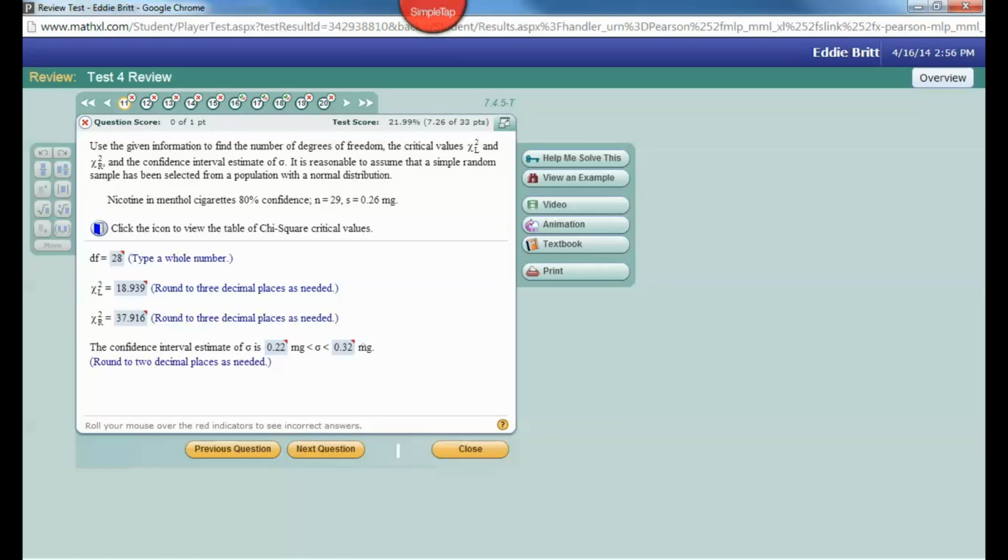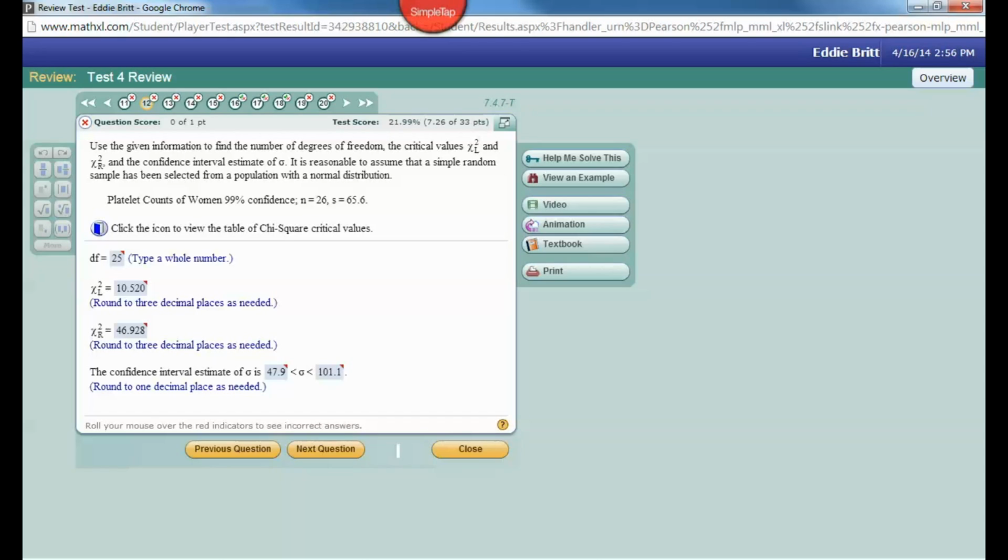All right, move on to question 12. The same thing on this problem. It looks like we have a different confidence level.